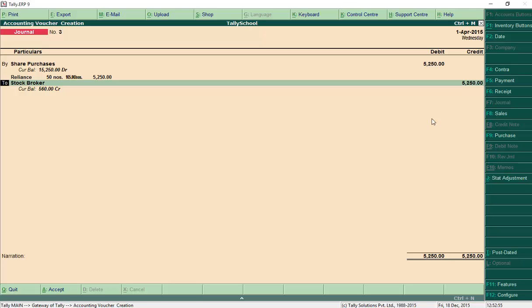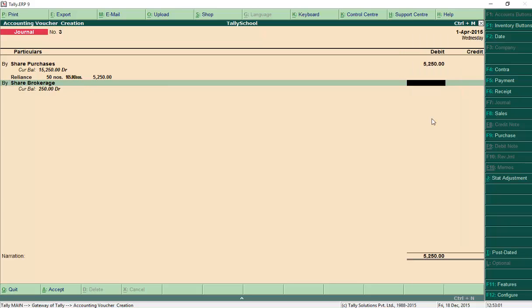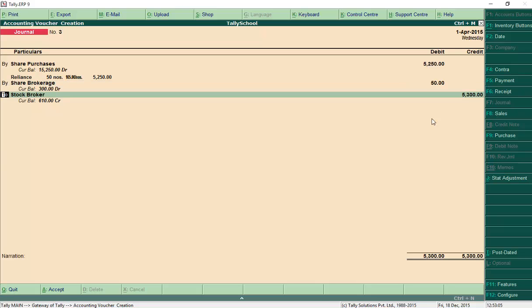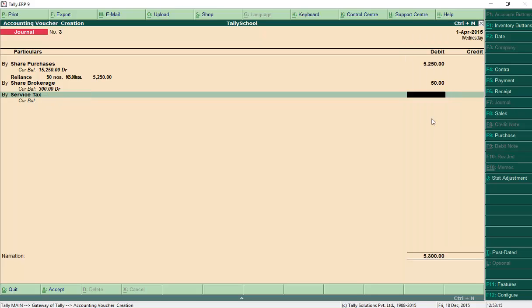Now select buy once again and select share brokerage. So let's say the share brokerage is 50 rupees. Again press B and Y or type buy, and now select service tax and enter the amount of service tax. Let's say you paid service tax of 5 rupees, for example, just an example.